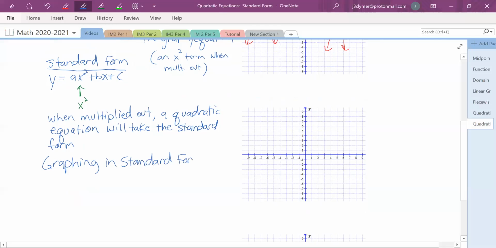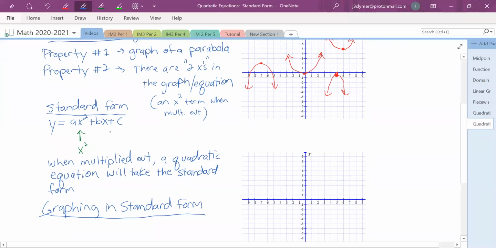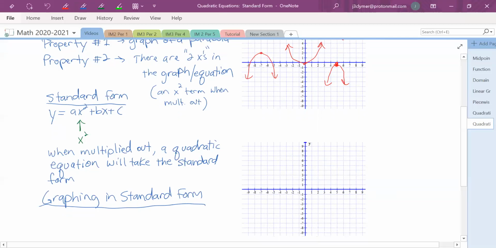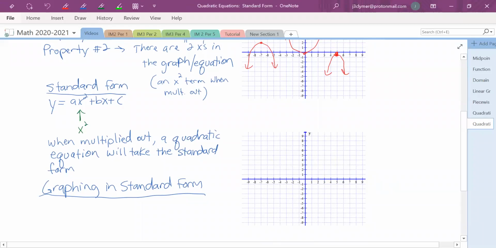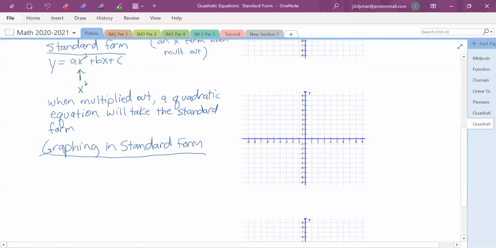Well, one thing we just said is that all quadratic equations will take on this form when multiplied out. We also said that they will always look like a parabola. So somehow we have to get from that equation to a parabola. And the way we're going to do that is that we are going to follow a series of steps. So the first step is going to be to find the vertex.